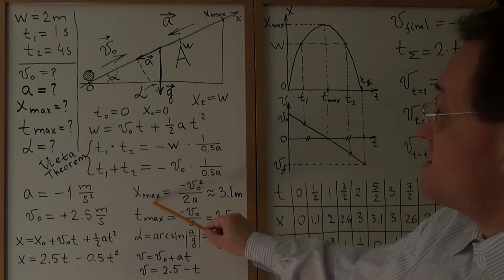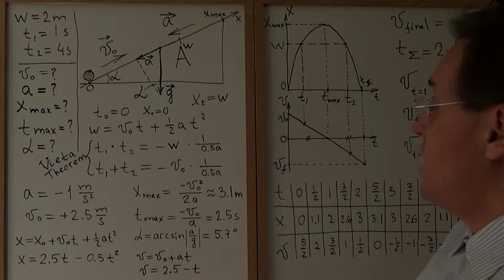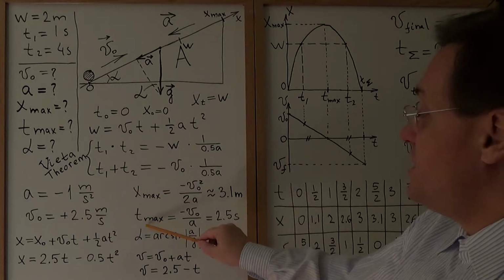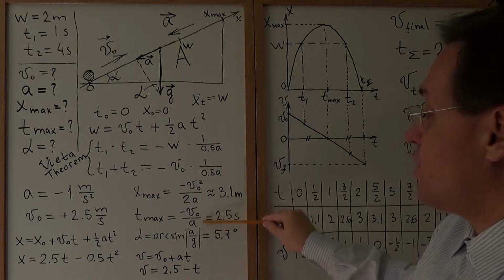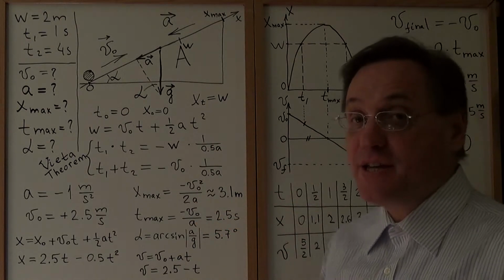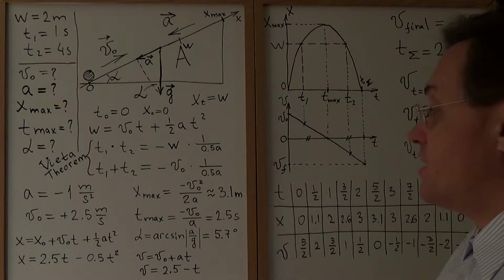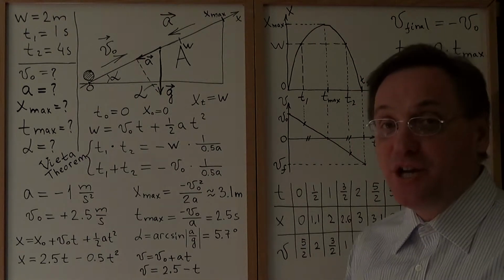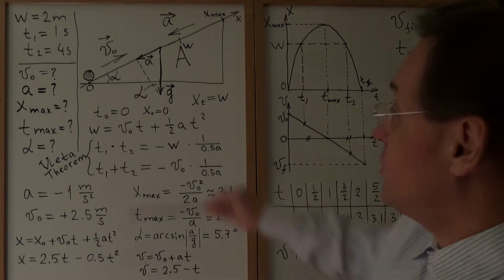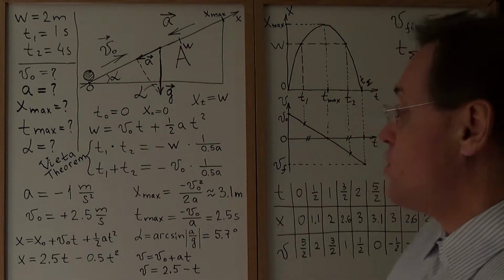For x max, which is maximum displacement, we just use the standard formula. For t max, we also use the standard formula, which is, remember, acceleration by definition is change in velocity divided by change in time. So it looks like we found everything we wanted.